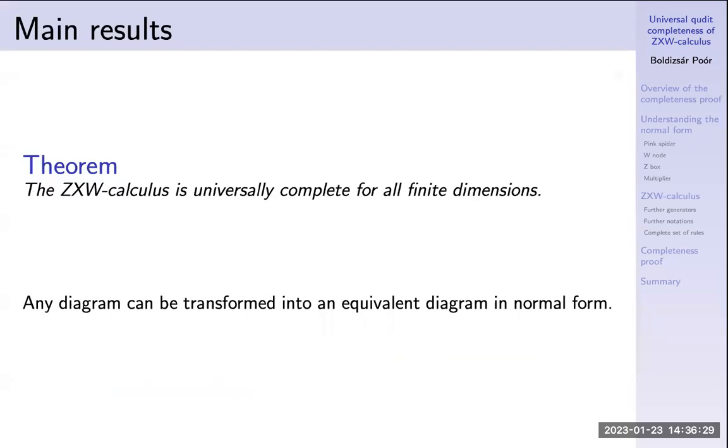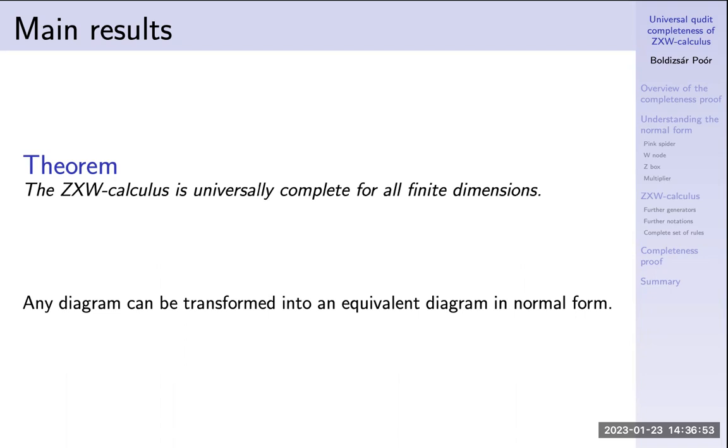Okay, so let's get right into it. What we have proved is that the ZXW calculus is universally complete for all finite dimensions. And we did that using a unique normal form. We show that every ZXW diagram equals one in normal form.